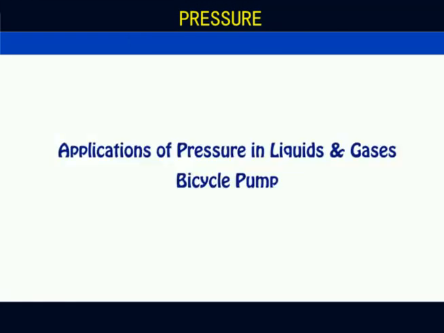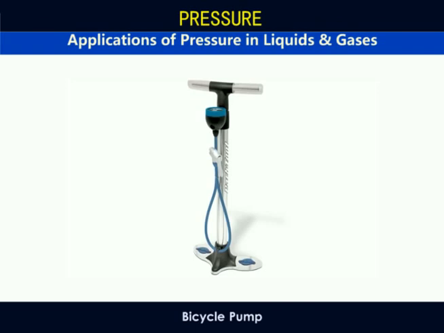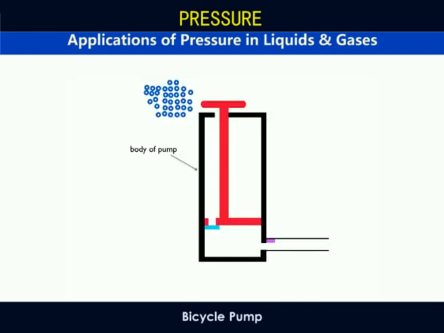Finally, we look at the applications of pressure in liquids and gases. We start with the bicycle pump. A bicycle pump is an important equipment that does not require electricity. It is made up of a body, a compression chamber, and a hose attached to this chamber and the tire. Inside the body is a piston that moves up and down, compressing air in the chamber and forcing it through the hose into the tire.